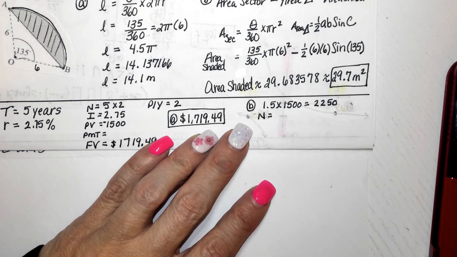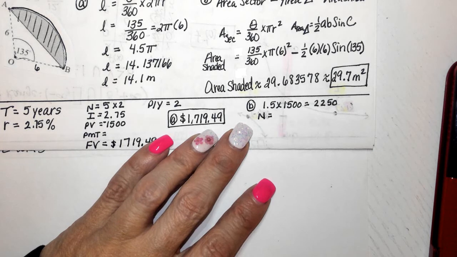Tommaso wants to invest his money in an account such that his investment will increase to 1.5 times the initial amount in 5 years.